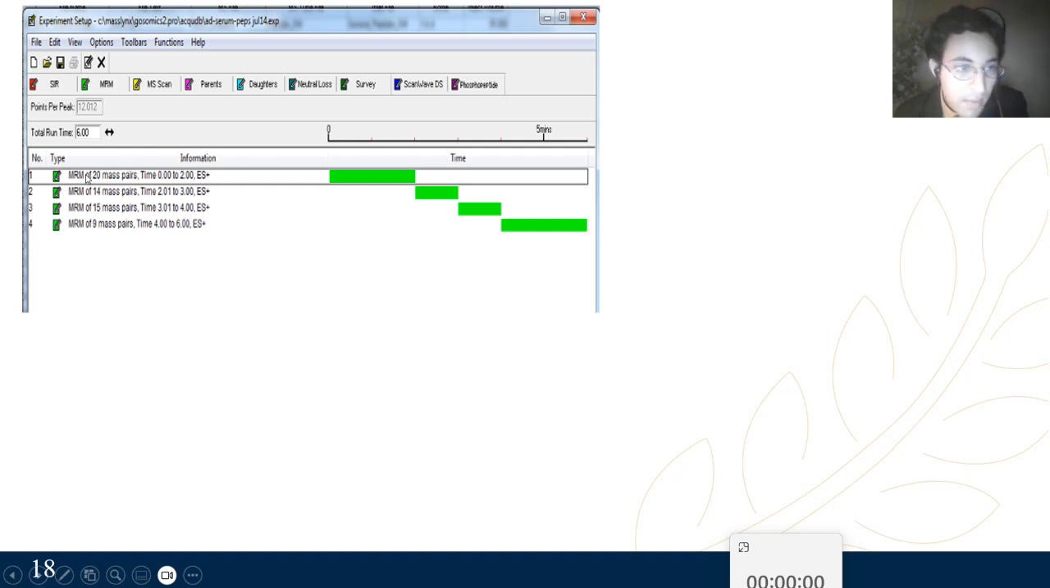Look at this. This is MRM of 20 mass pairs. Remember, there are three quadrupoles. One is set on the first quadrupole, then the third one is set on the daughter. So these are 20 molecules that we are trying to detect, and he detects them from 0 to 3 minutes. Afterwards, he switches to 14 other molecules. This is called ionization mode, positive ionization mode, which means he only lets positive ions through the mass spectrometer.